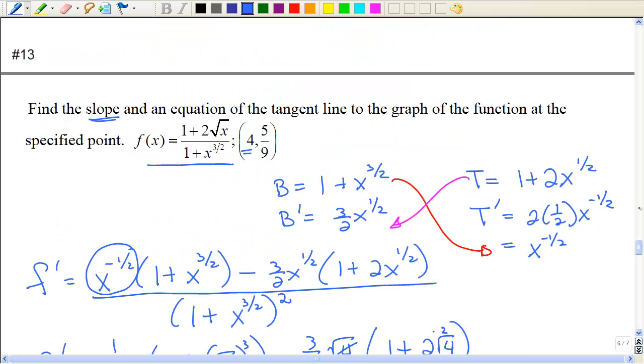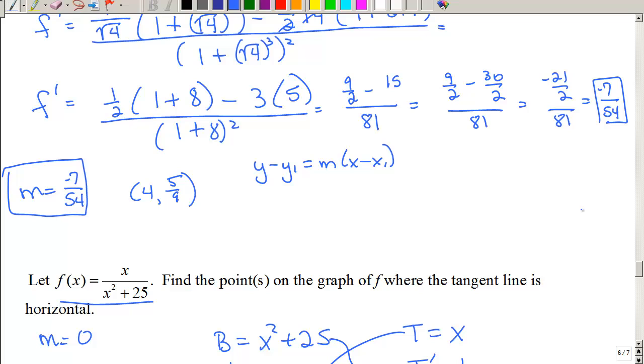What else do we need to know? An equation of the tangent line. Alright, so I have the point (4, 5/9). Okay, so we have y minus 5/9 equals your slope, which is negative 7 over 54 times (x minus 4).